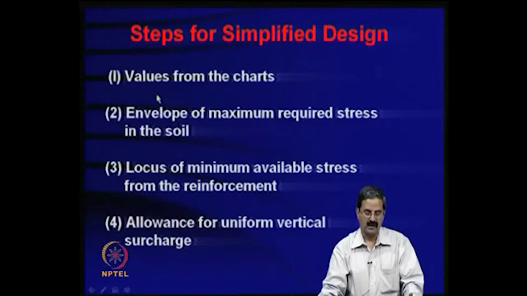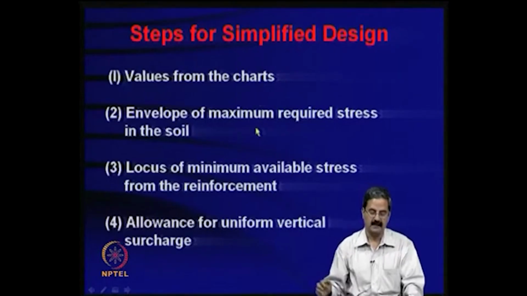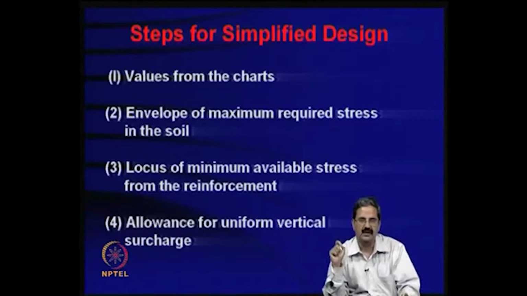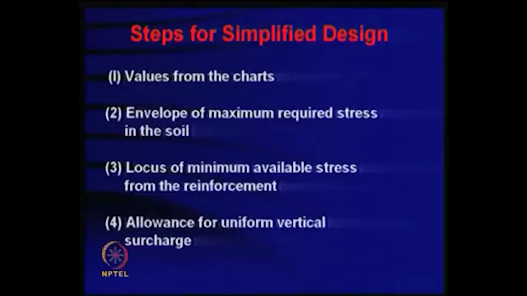For us to read values from the charts, you need to construct the maximum required stress in the soil. For example, Ka gamma h will be the stress at any point, is it not? That is called the line envelope, or line of maximum required stress in the soil. Then comes the locus of minimum available stress from the reinforcement. What is the reinforcement giving?